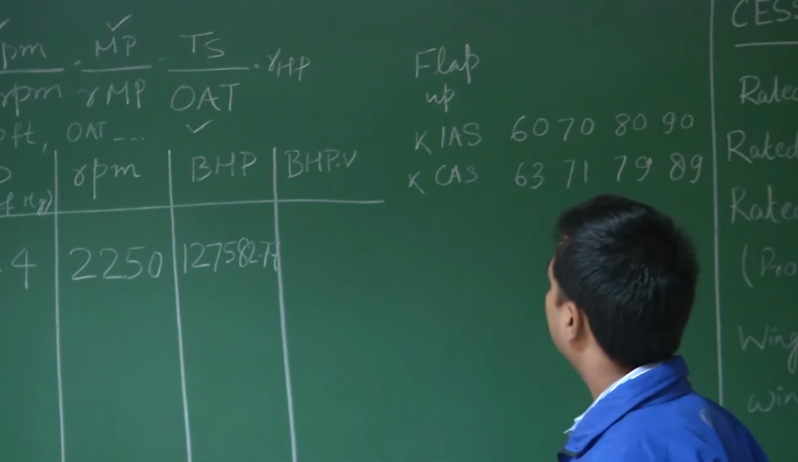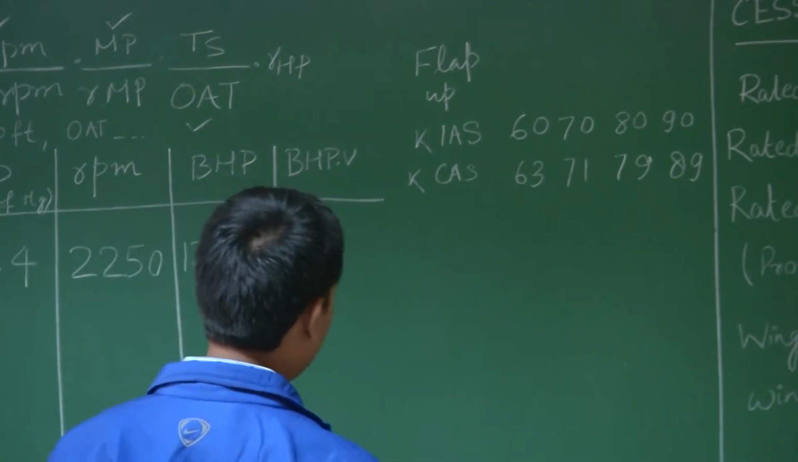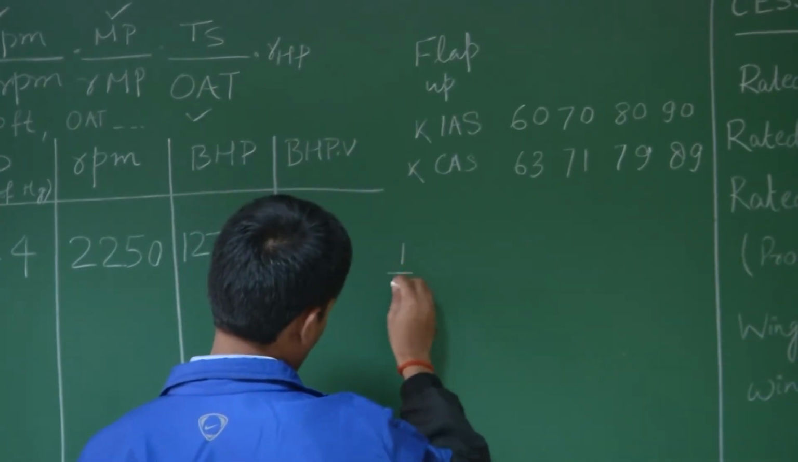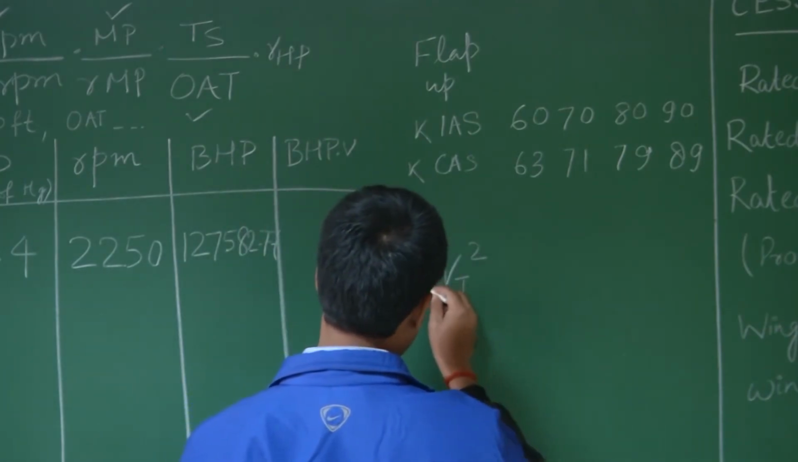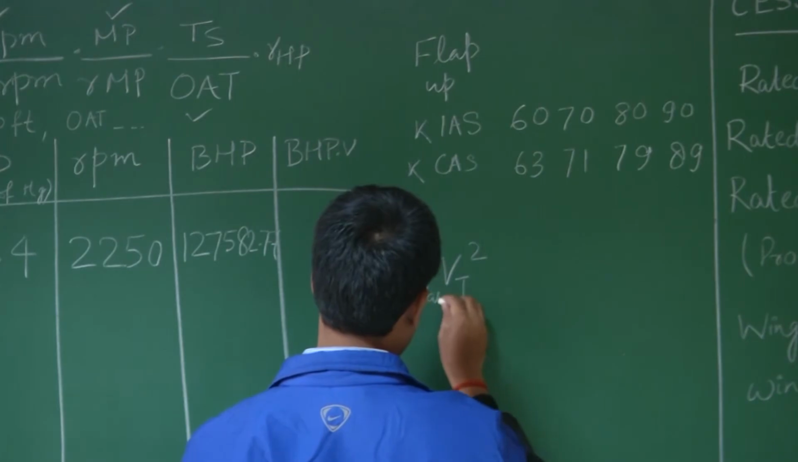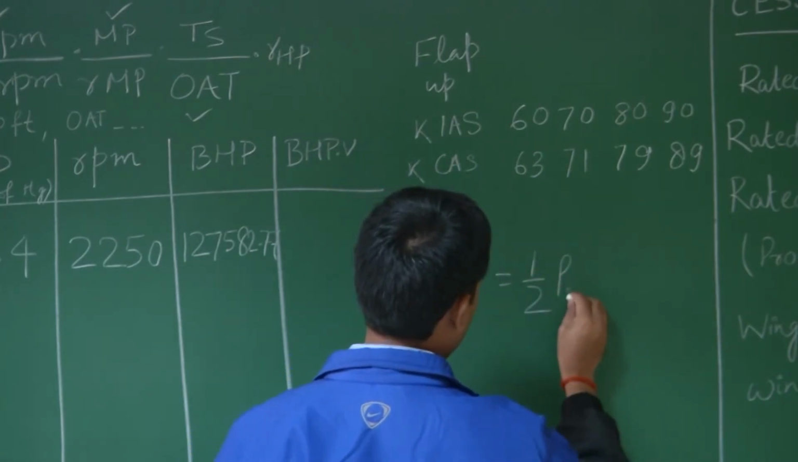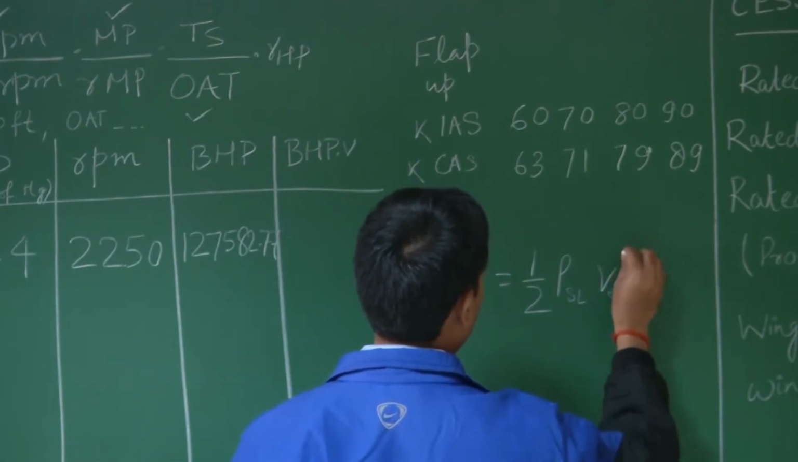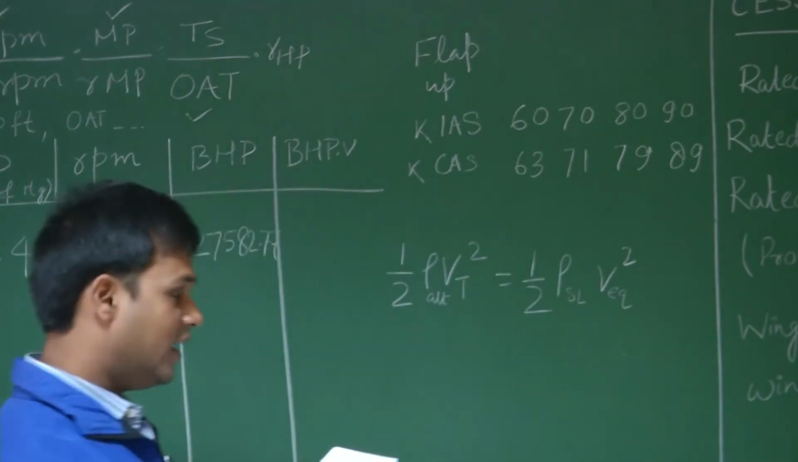Now further we need to convert in terms of true speed. We will use this simple relation: half rho Vt squared, with rho at altitude, equals half rho sea level into V equivalent squared. So this is V equivalent after the correction.